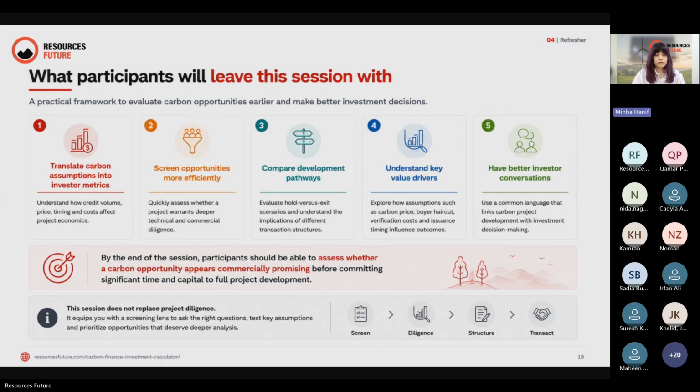Now, this is important to note, and I will repeat this, that this tool does not replace project due diligence. Rather, this is an early stage screening lens to help determine which opportunities deserve deeper analysis.